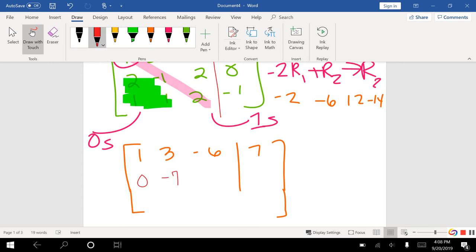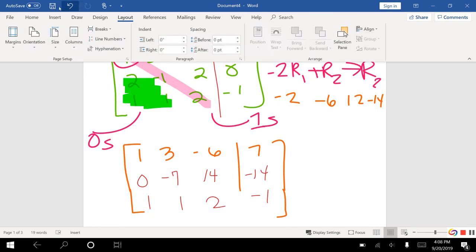Let's see here. What do I get next? I get 14. And then I get negative 14 because I have 0 plus negative 14. And then the bottom is going to stay the same because I didn't do anything to it. So you can see I made a step in the right direction.